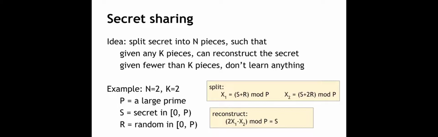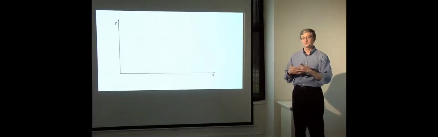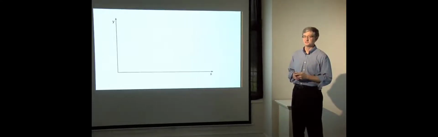So that's n equals 2, k equals 2. Given both shares, we can get back the secret. Given one share, we can't. Okay. Now in general, we can talk about how to get higher values of n and k. For example, let's talk about how to get higher values of n where k equals 2. That is, we're going to want to require two shares to be put together to reconstruct the secret, but we're going to make more than two shares that are eligible for use in this way.